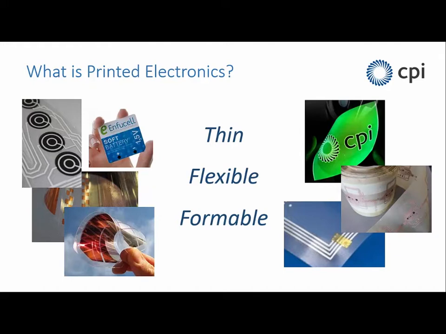And there are some nice illustrations here of a range of different types of components, OPVs, batteries, printed sensors, OLEDs, assembled circuits. All of these are fully flexible, can be integrated into very thin structures, and can be formed into 2.5 or 3D parts as well.